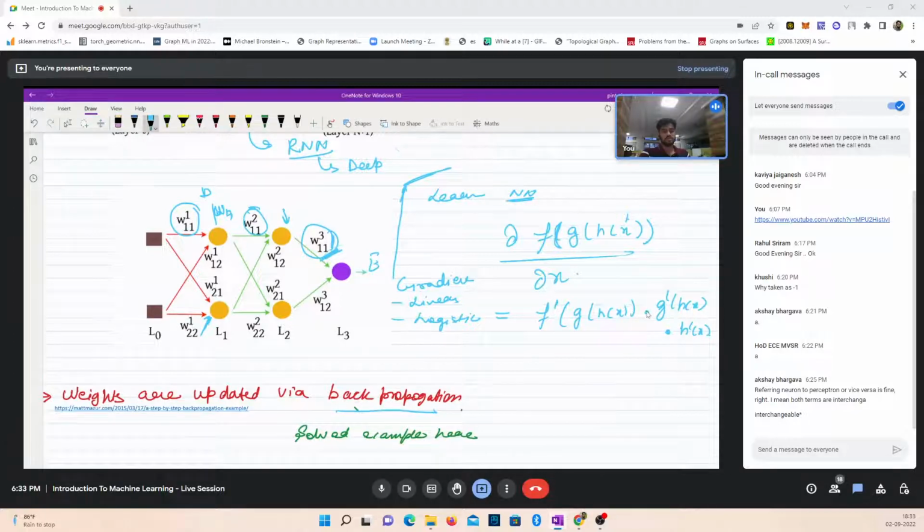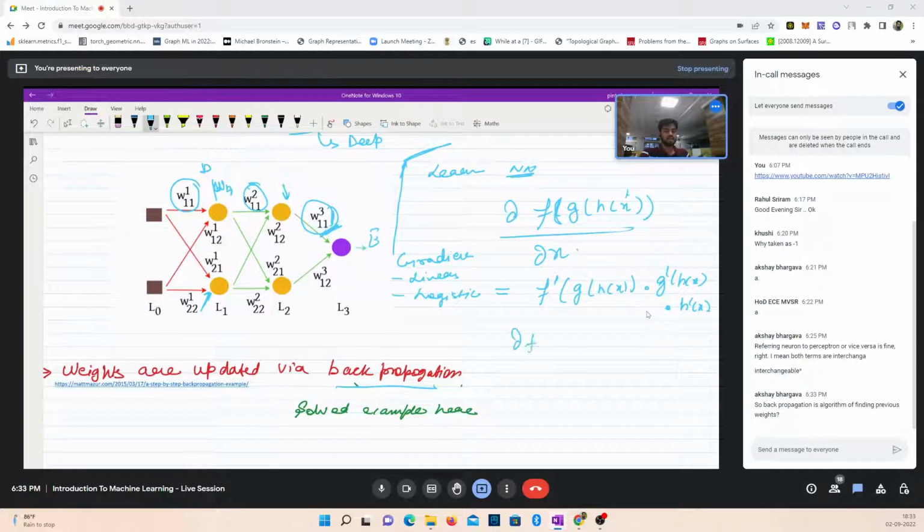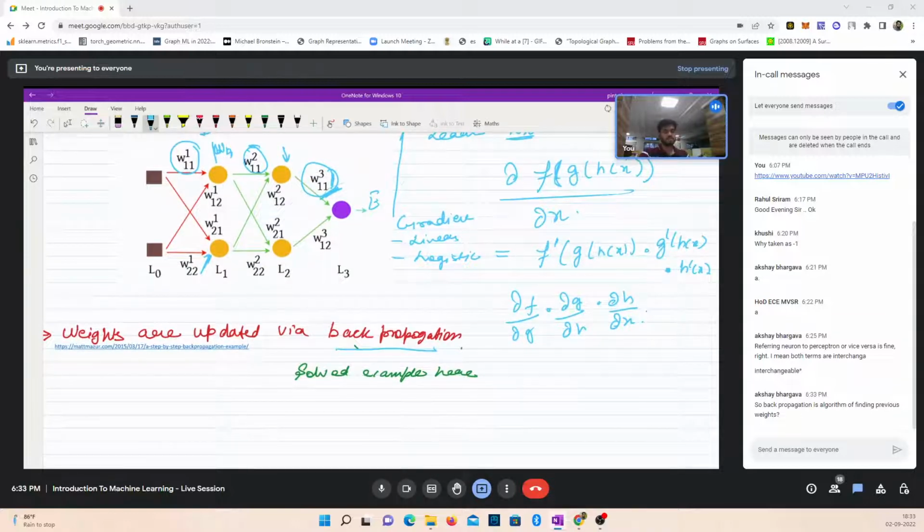Writing it in another form, you will get del f by del g into del g by del h, and then del h by del x. This is called the chain rule. Backpropagation also works on the same principle, the chain rule. So you have some error function. Now this error function would be based on, let's say, the output of layer 3 minus y. Let's say we are talking about regression right now.